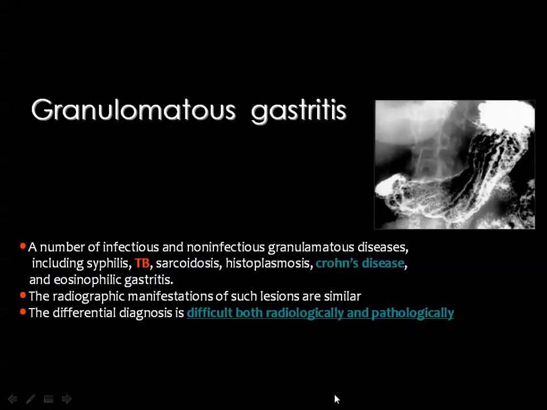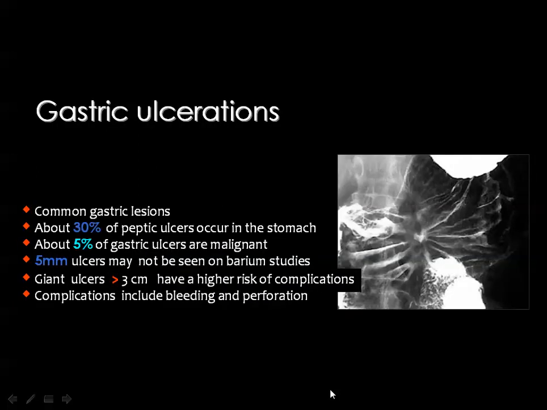each other. Then one type of gastritis is what we call the granulomatous gastritis, and many diseases can cause this type of gastritis, like TB, sarcoid, histoplasmosis, Crohn's disease, and eosinophilic gastritis. And you should remember that we cannot, by radiology and even by histopathology, discriminate between these types of granulomatous gastritis.